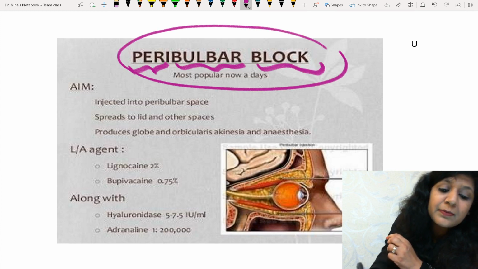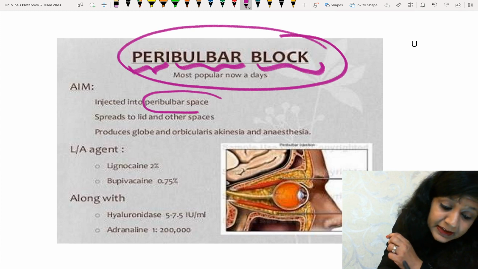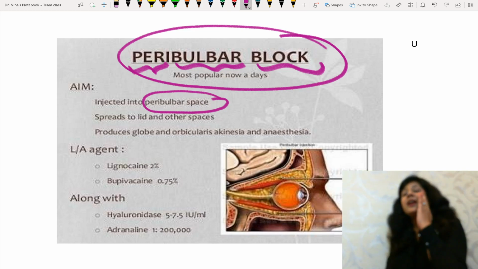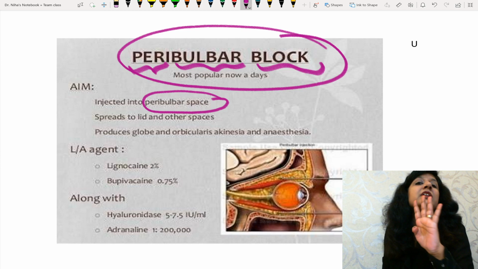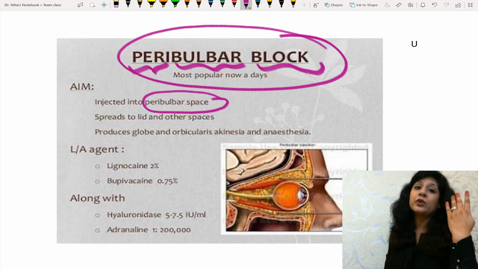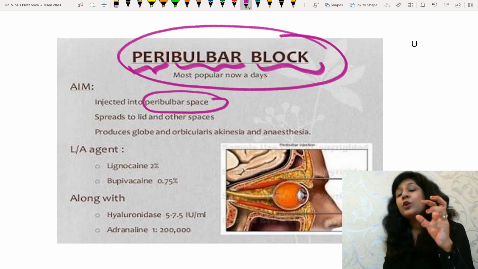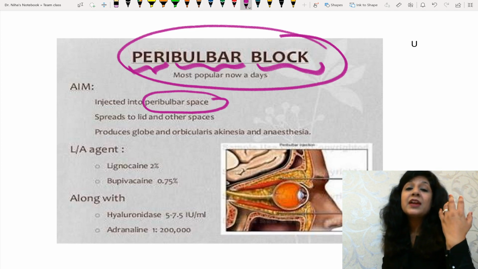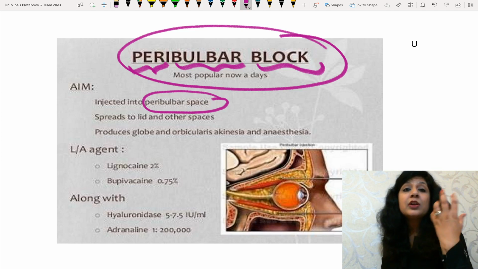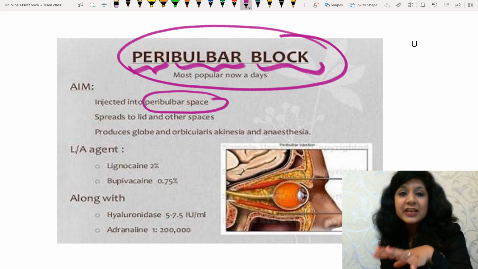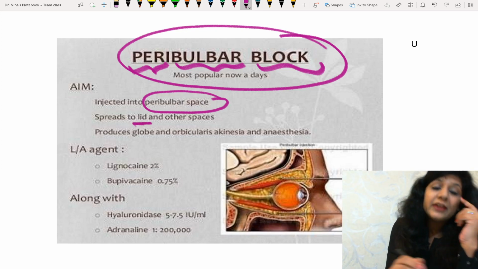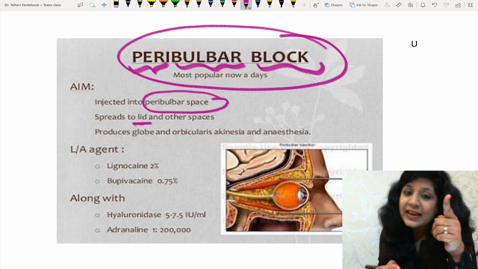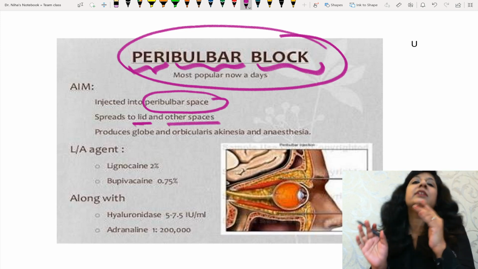Why peribulbar block? Because we are giving in the peribulbar space. Here peri means we are giving in the peripheral spaces. We are not giving in the retrobulbar space. We are not going backward. So obviously the complications of hemorrhage, perforation, and extraocular muscle damage will be very less here. And from this peribulbar space, it will be going to the lid also. So we are getting the akinesia, and it is going to the other spaces.